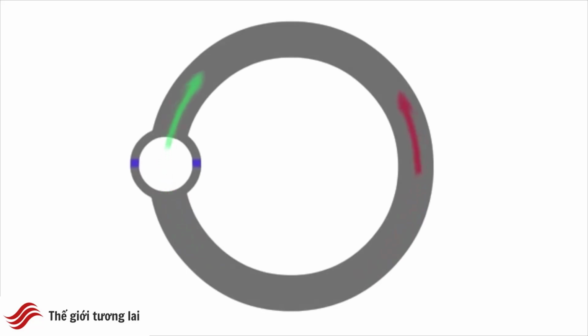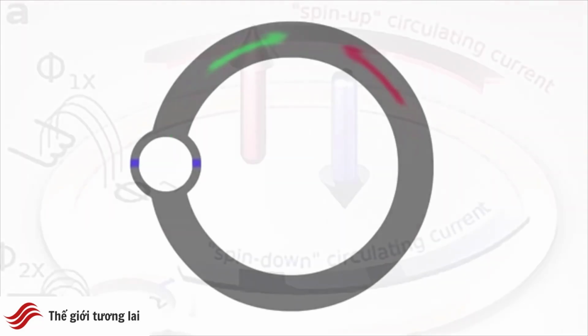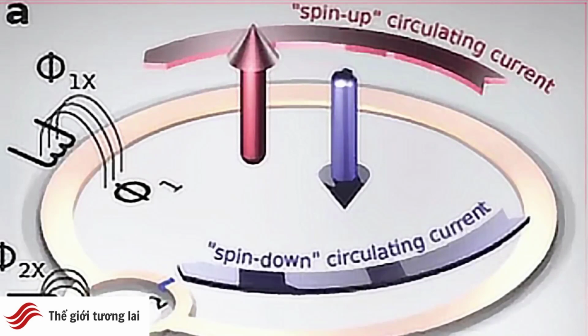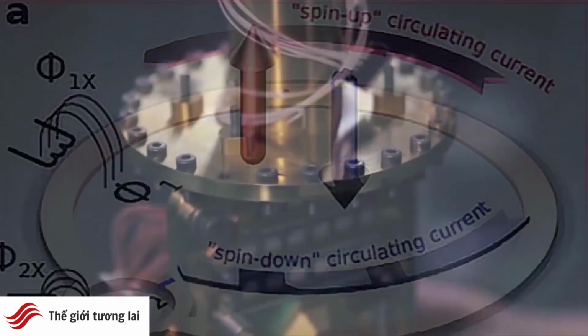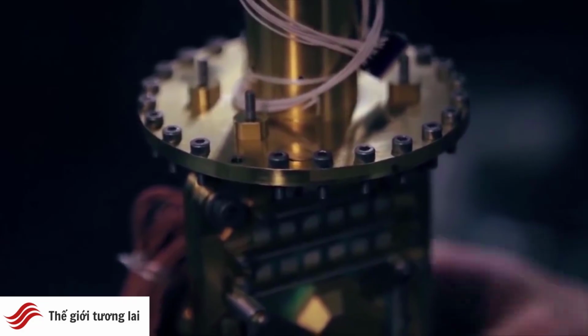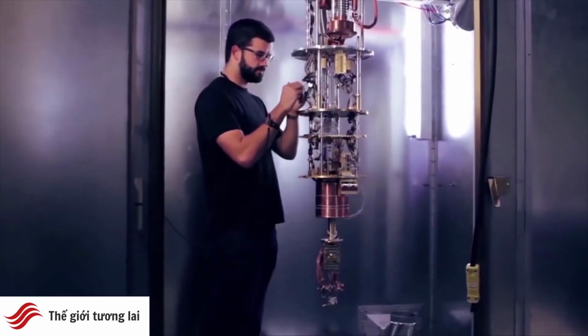Stranger still, all these electrons flow clockwise, but at the same time, all the electrons also flow counterclockwise. If the clockwise flow is read as a 1 and the counterclockwise flow is read as a 0, it's essentially a superposition qubit. The superconductor method is how D-Wave, IBM, and Google quantum computers work.